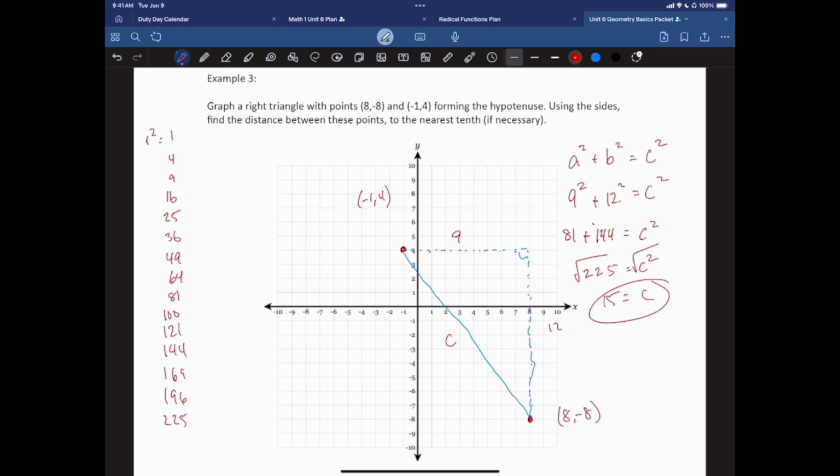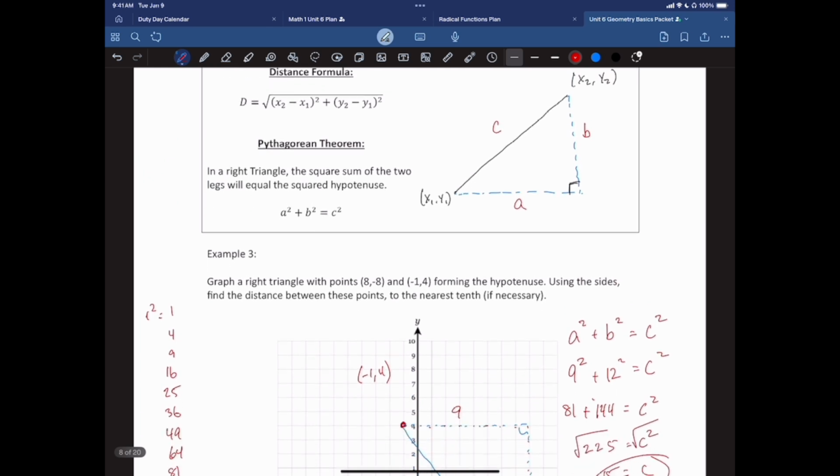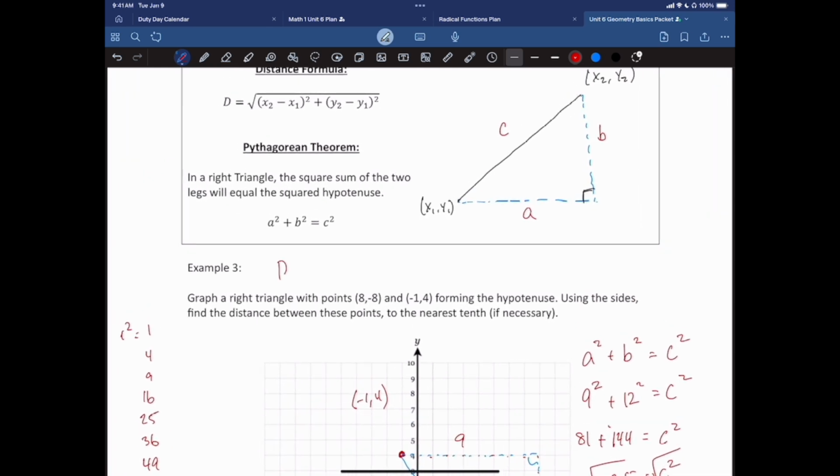Or I can use the points in my formula, right? I could say, hey, d is going to be, let's do 8 minus negative 1, all squared, plus negative 8 minus 4 squared, and we're taking the square root of it all.